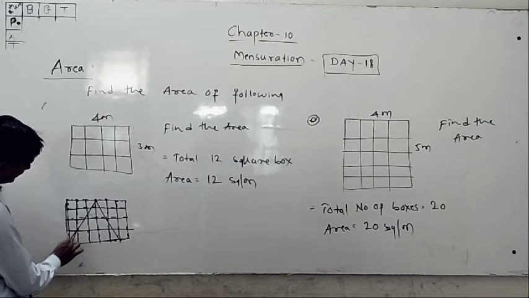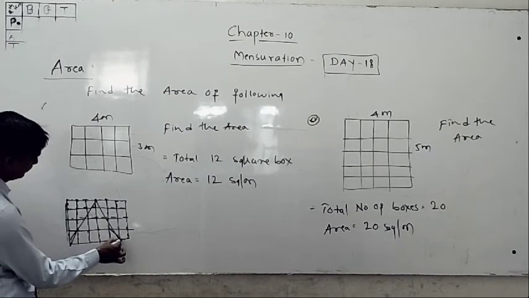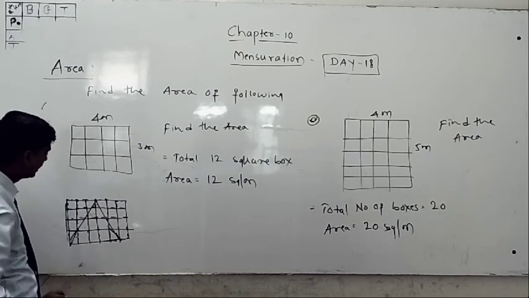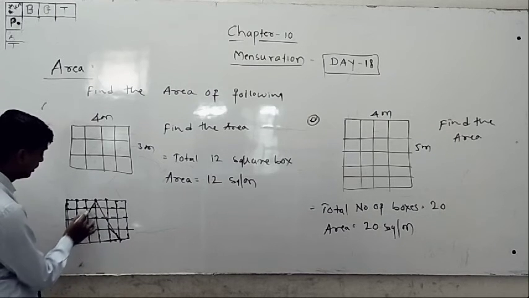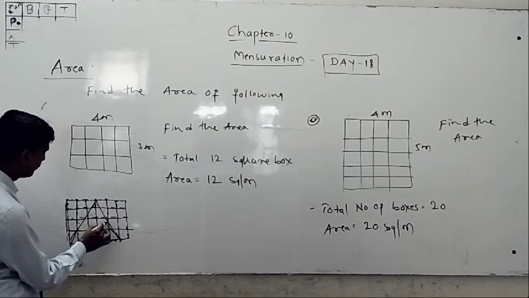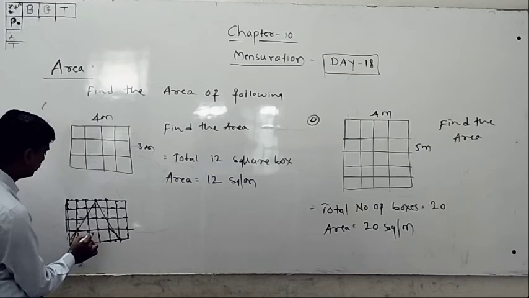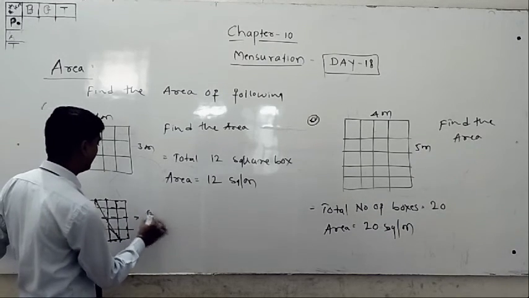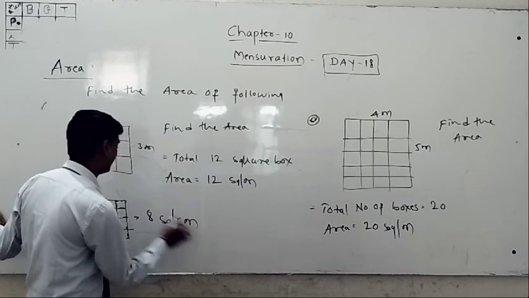Yes, this is half and this is half. 1 half, 2. This is half, 3. 1 plus 1, 1, 2. This is half, 3. This is half, 4. It is 5, 6, 7, 8. Total 8 square centimeter.